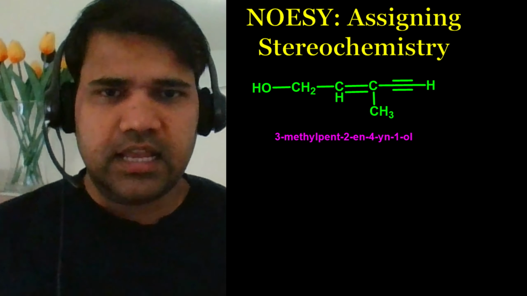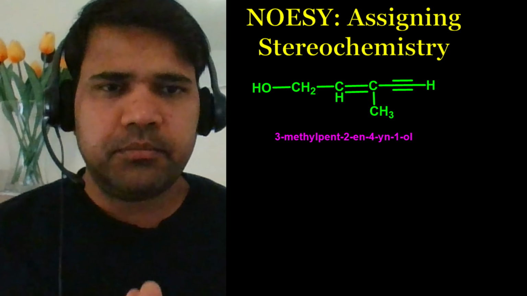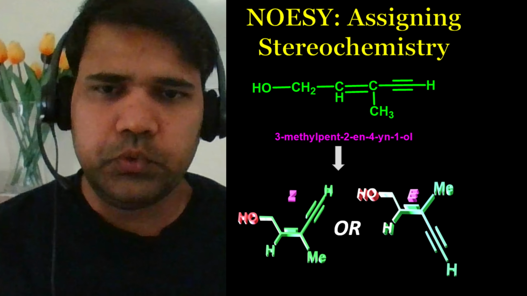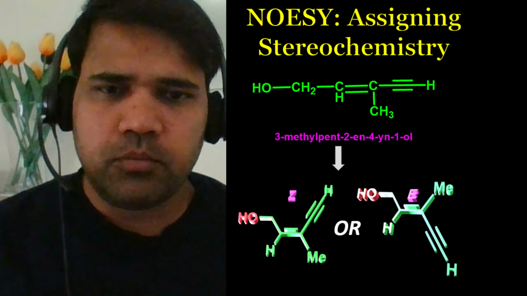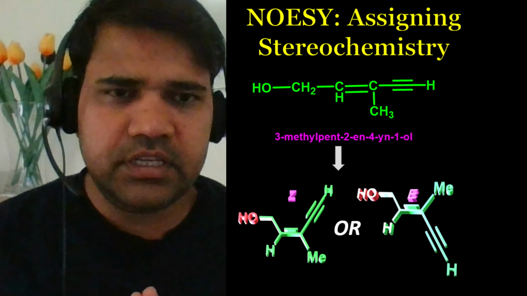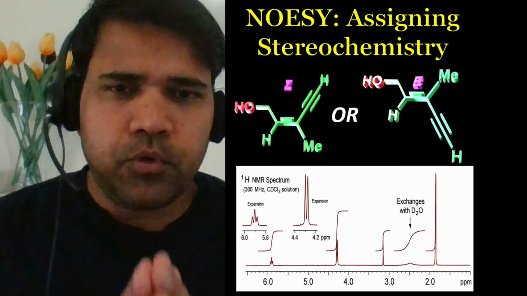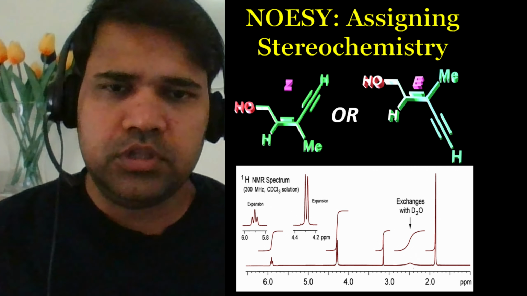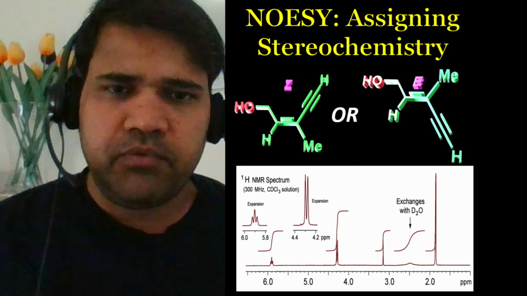Imagine you have this alkene and your task is to determine whether it is the E-isomer or the Z-isomer. How would you do it? Because the molecular formula is identical and the bond connectivity is identical, the proton NMR splitting pattern will be identical for both molecules, and the chemical shift value will not provide you a definitive answer.